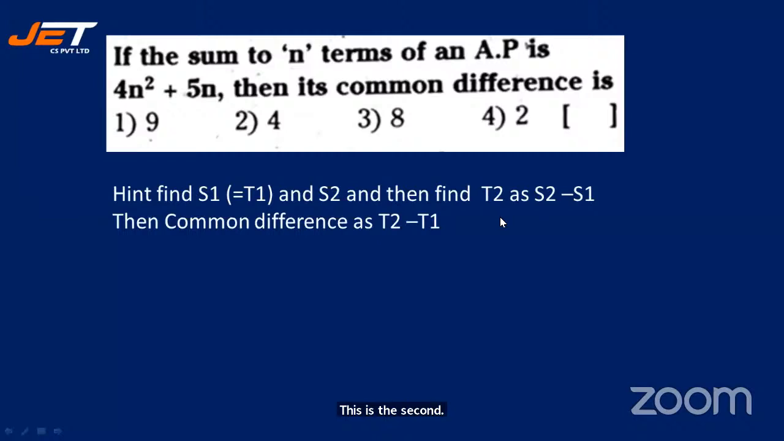If the sum to n terms of an AP is 4n square plus 5n, then its common difference is dash. So the hint is given: find S1, which is equal to T1, and find S2, and then find T2. So S2 minus S1 will be T2, and the common difference is T2 minus T1. Yes, you just have to work out and give me the answer, students. It's very simple.